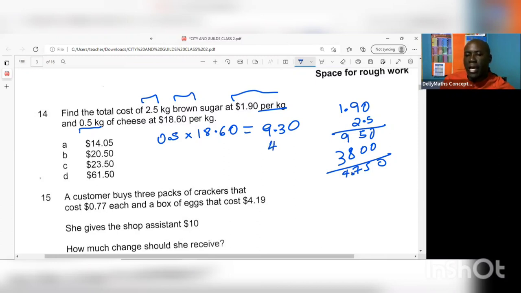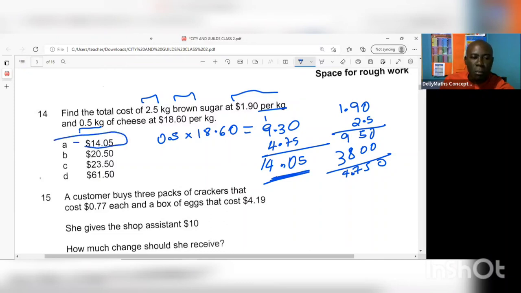So we're talking about adding $4.75 to that. 5, 0, carry the 1, and I'm getting 14.05. So $14.05 would be this. There you go.